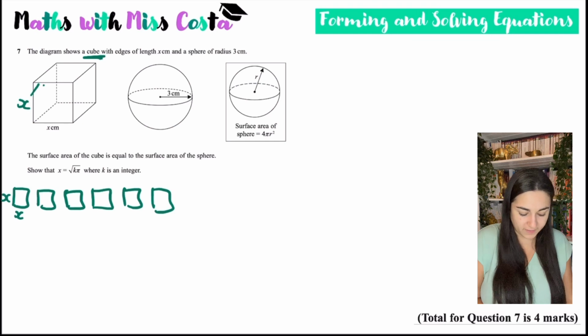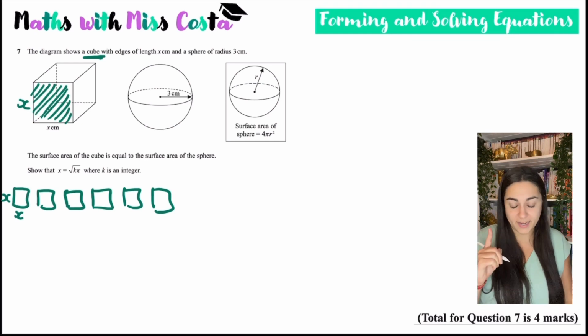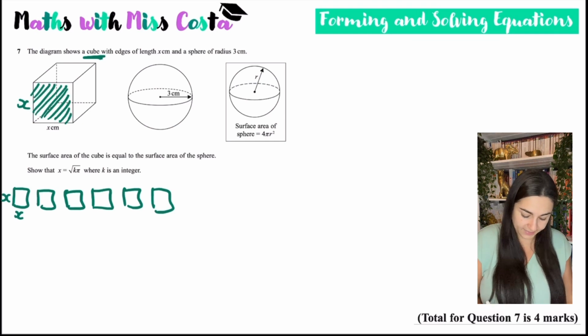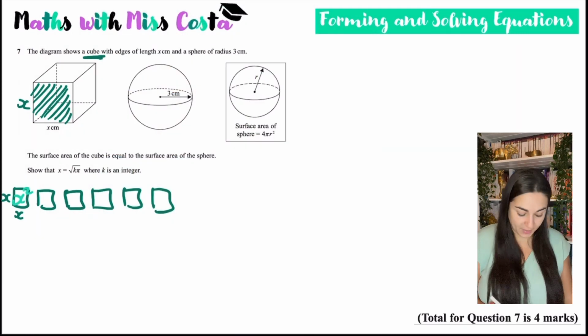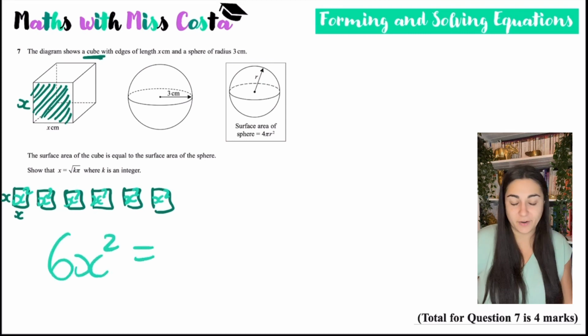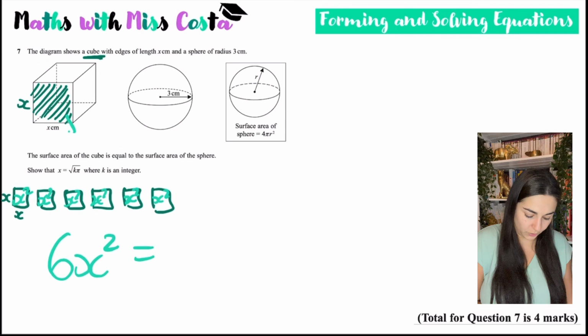So therefore, what would the area be of one face? The area of one face would be x squared. And how many faces do you have on a cube? You have 6. So 6 lots of x squared would be 6x squared. Okay, so that is the surface area of your cube.